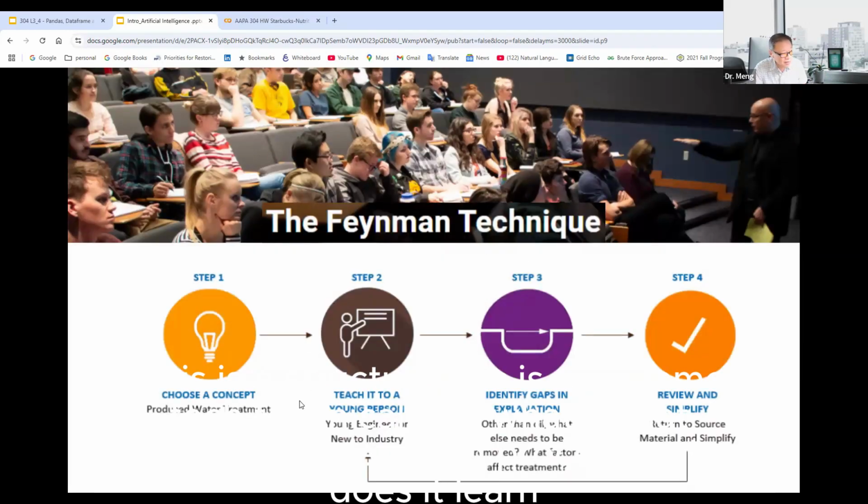Well, what is that? Essentially, the learning process. So how does it learn? The learning process is like this. Feynman technique. You choose a concept, let's say cat and dog, right?